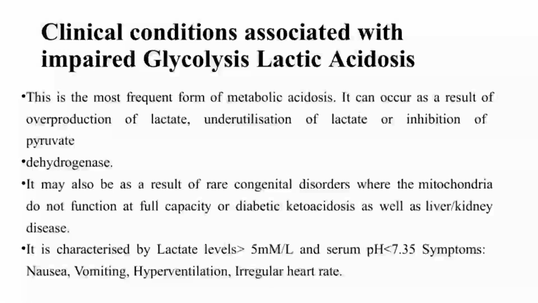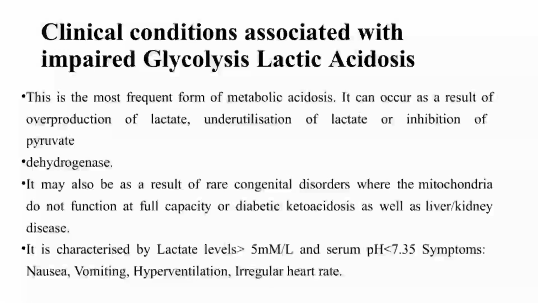Clinically, we see that lactate levels are greater than 5 millimoles per liter, and the serum pH drops below 7.35. Patients often present with symptoms such as nausea, vomiting, hyperventilation, which is the body's way of trying to compensate, and sometimes irregular heart rates. In essence, this form of lactic acidosis is closely linked to impaired glycolysis and energy metabolism, highlighting how disruptions in these pathways can lead to significant clinical consequences. Understanding these connections is crucial as we look at the broader picture of metabolic disturbances.